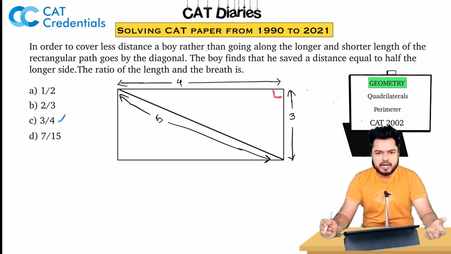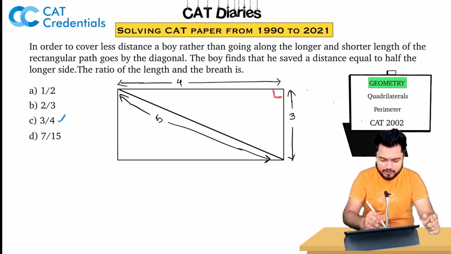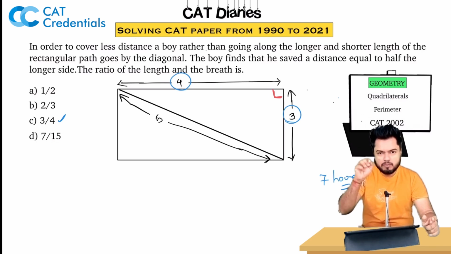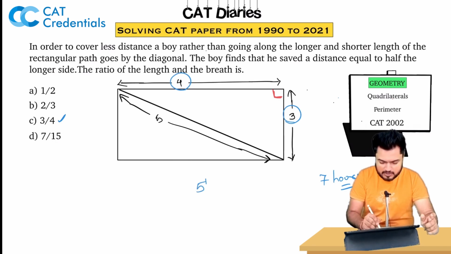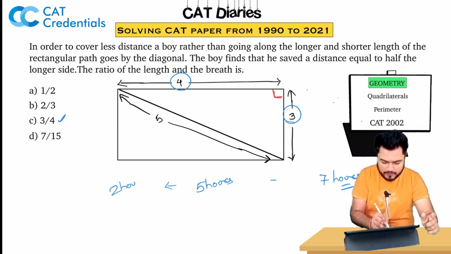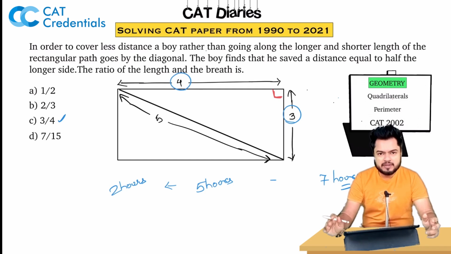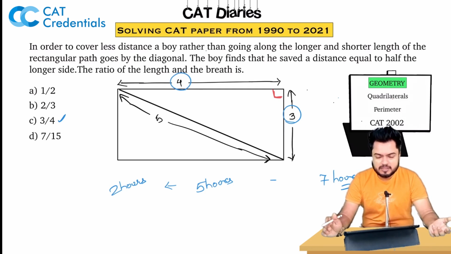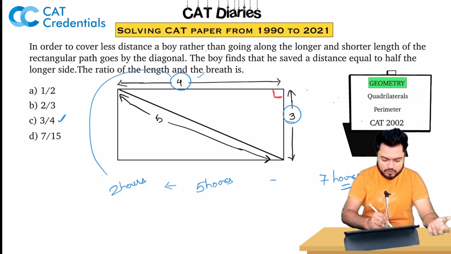Check if it satisfies your condition. If it doesn't, that's not your answer then. So how much time did he save? If he would have traveled from here, he would have taken 7 hours, right? 7 hours to go by length and breadth. But now he traveled by diagonal, so now he is taking 5 hours. He saved how many hours? He saved 7 minus 5, that is equal to 2 hours. That 2 hours he saved, is it half of the longer side? It is. The longer side is 4 and half of that is equal to 2. So that is your answer, option number C.